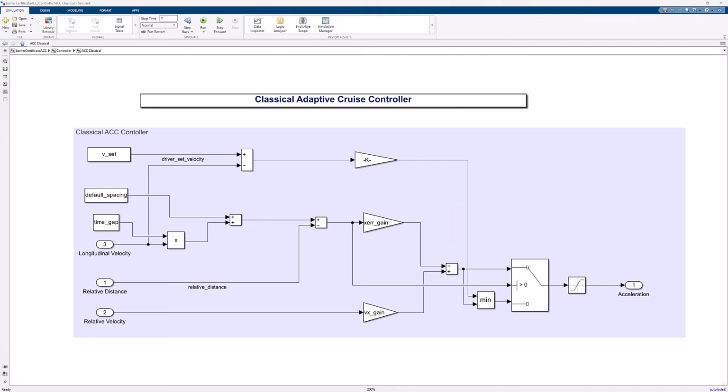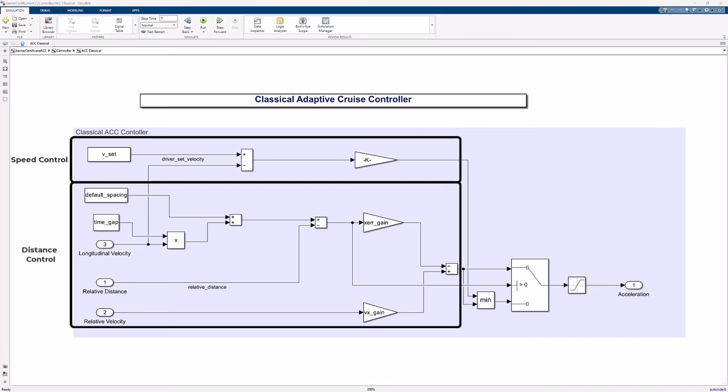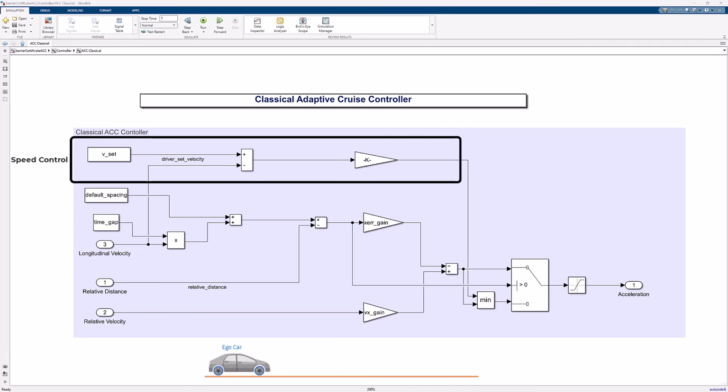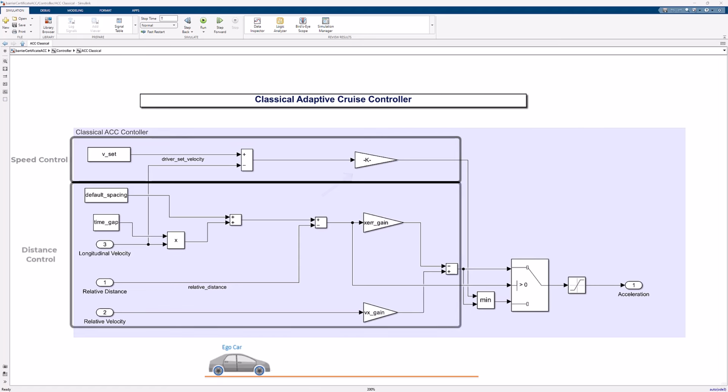Let's quickly walk through how this controller is designed. There are two modes of operation, speed control and distance control. If there is no car ahead, then the adaptive cruise controller uses the speed control loop. So the difference between the desired speed and the actual speed of the vehicle is scaled by this gain, and it adjusts how fast the car reaches the target speed.